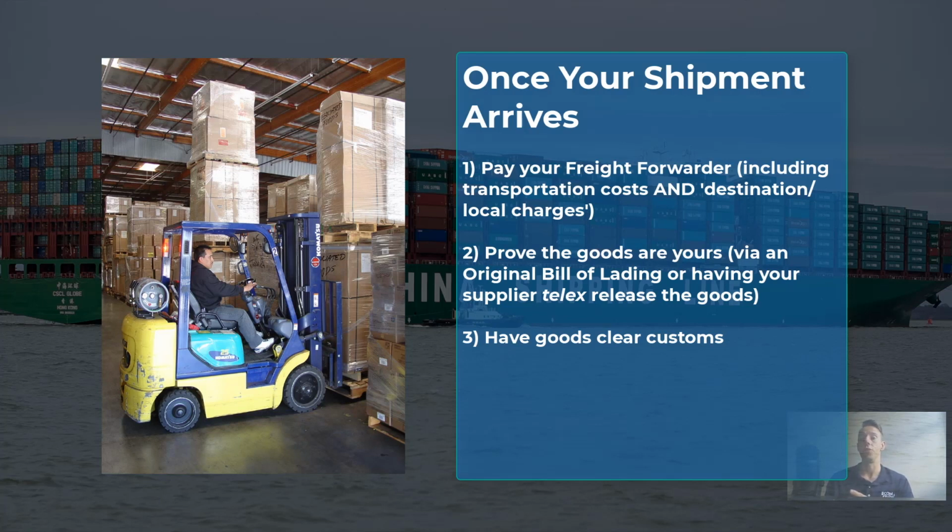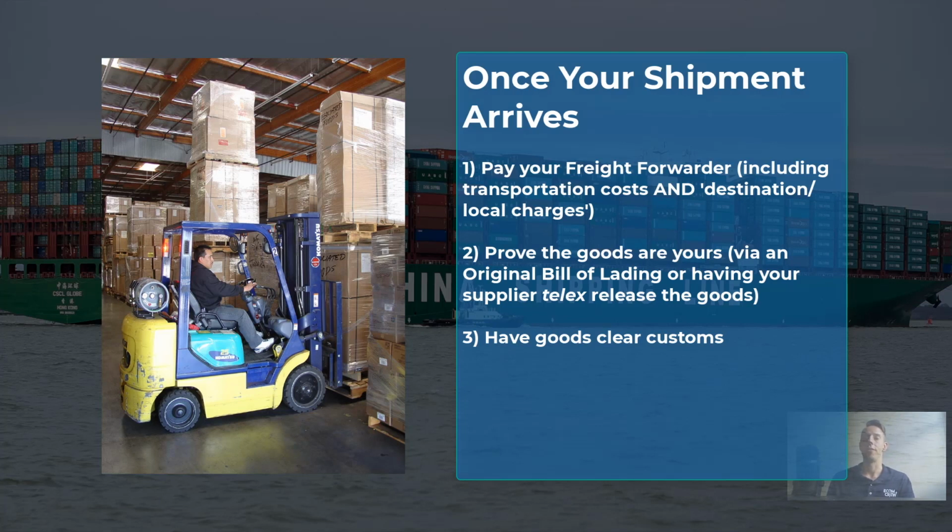The second thing you need to do is that you need to prove that these goods that are in this container or on this airplane are actually your products. And how you do this is one of 2 ways. The complicated way is that you have your supplier send you what they call an original bill of lading, and then you give this original bill of lading that says your name on it. So Dave Bryant owns these goods basically, and you give that original bill of lading to your freight forwarder, and they are then satisfied that you own these goods. That's the complicated way to do things.